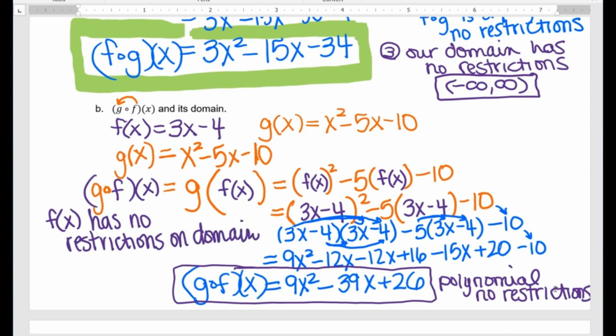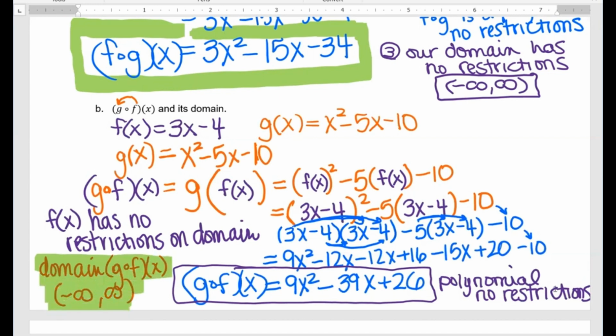Then we're saying that our composition has no restrictions, which means that the domain of our composition, so g composed with f of x, and remember that that circle better be open. Since we have no restrictions either way, it's going to be negative infinity to positive infinity. I'm highlighting my answers since I didn't really give myself enough room to work on this page. There we go.